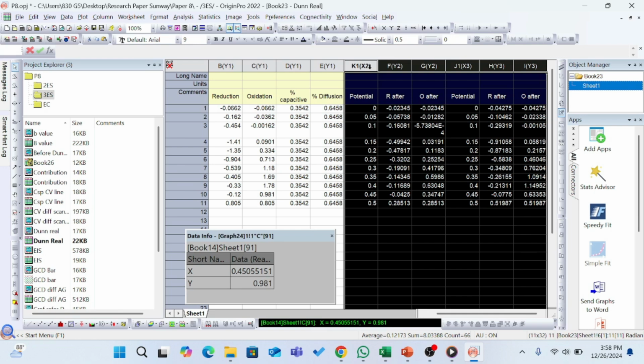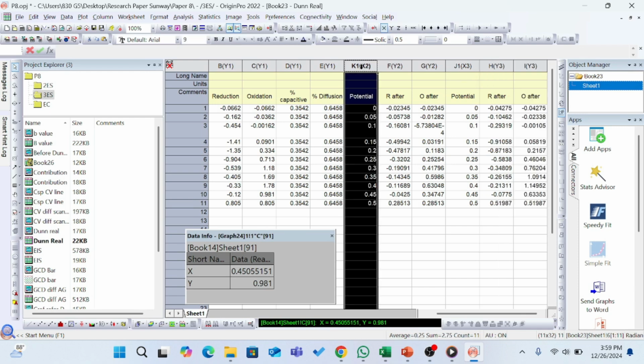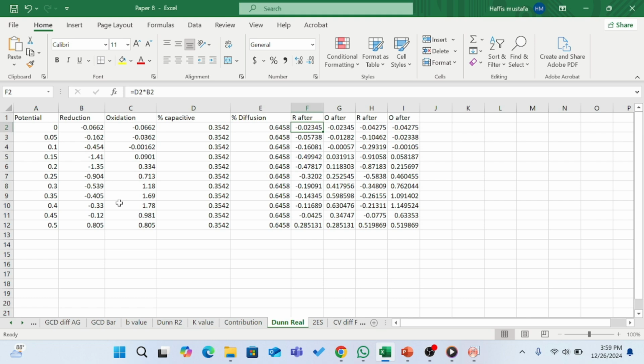Start with potential. For R after and O after, you are using your capacitive contribution. And you start with potential again, R after and O after for, no, not reduction, you follow your diffusion percentage. Then you just right click and plot, and you can get the graph. If you don't believe, people always don't believe, we go here and copy.